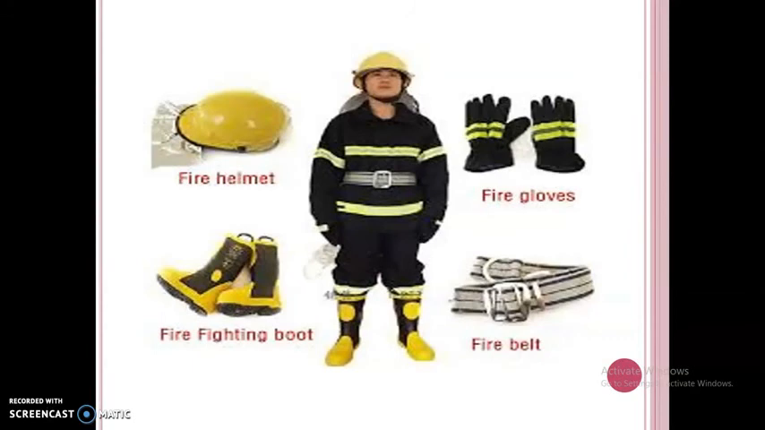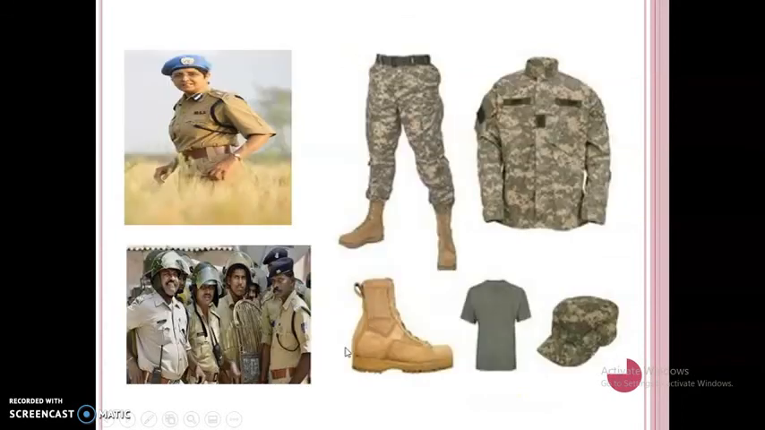Next, you can see on this slide an image which shows special clothing designed for the construction worker, which has a special kind of head covering with a fire helmet, fire gloves, a fire belt, and firefighting boots. These are special kinds of clothing designed for the army and policemen, that is a bulletproof jacket, or special kinds of shoes with a lot of padding, and special kinds of vests, caps, and other accessories.